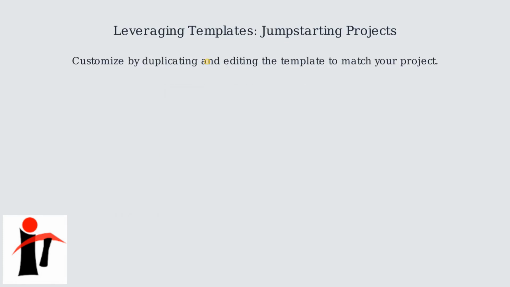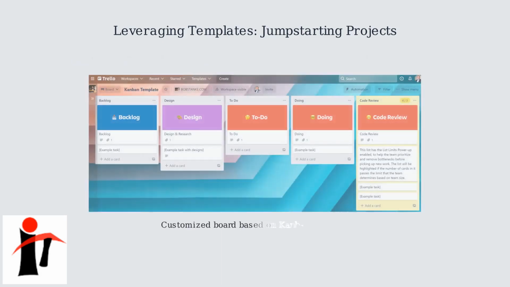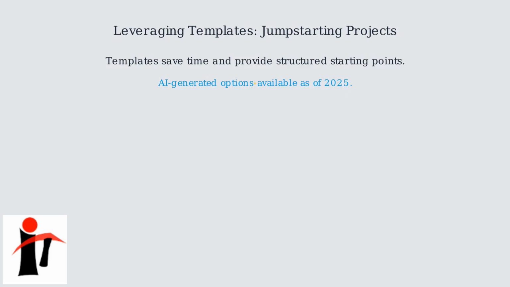Once you find a suitable template, you can duplicate it to create your own copy. Then edit the board by adding or modifying lists, cards, and details to fit your specific needs. After customization, your board might look like this, with organized columns and tasks ready for your team to work on. Using templates eliminates the need to build boards from scratch, saving valuable time. As of 2025, Trello also offers AI-generated templates tailored to your descriptions, making setup even faster.